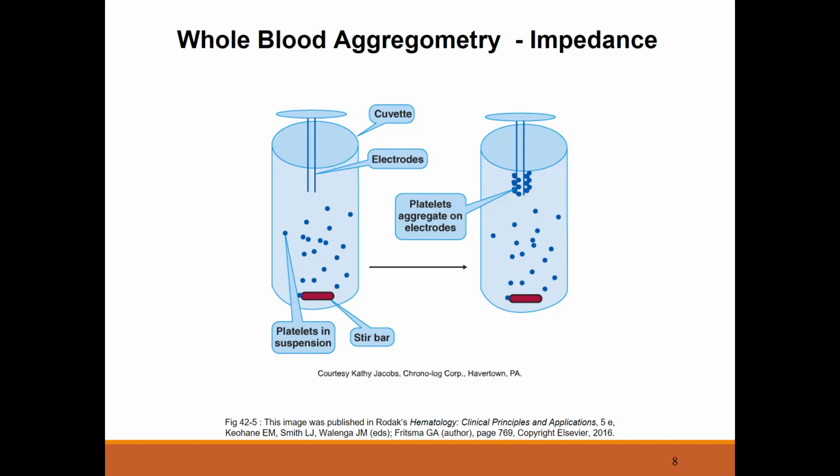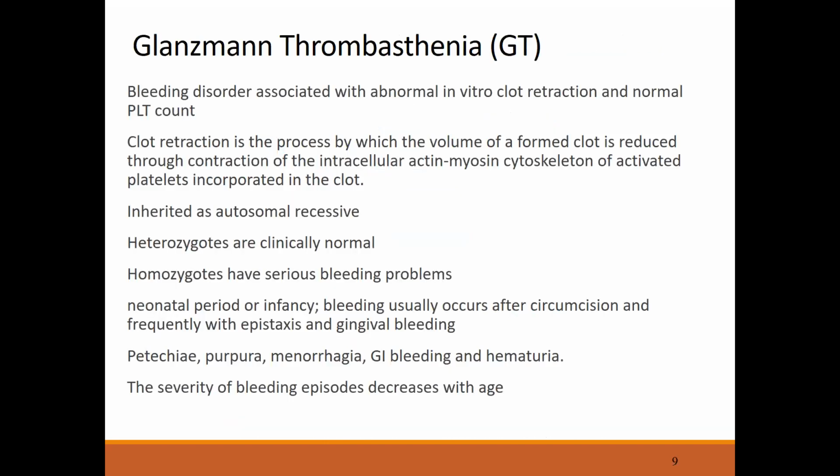You could use either one of these, light transmittance or whole blood aggregometry. These are the two more common methods of platelet aggregometry that are being employed, but there are other methods of aggregometry. Okay, so the first condition that we're going to talk about is Glanzmann thrombasthenia, GT, and this is a bleeding disorder, okay?